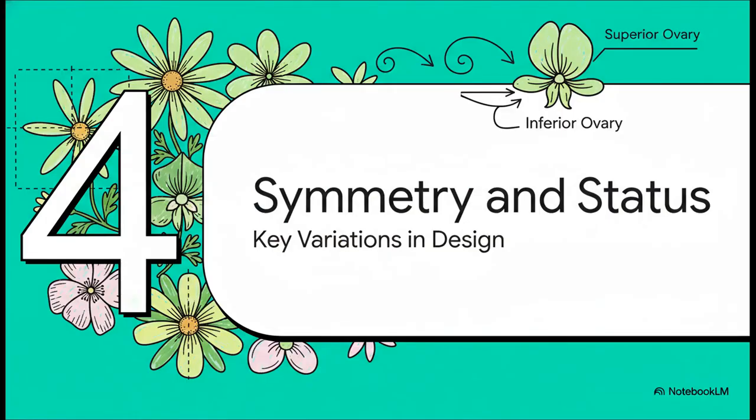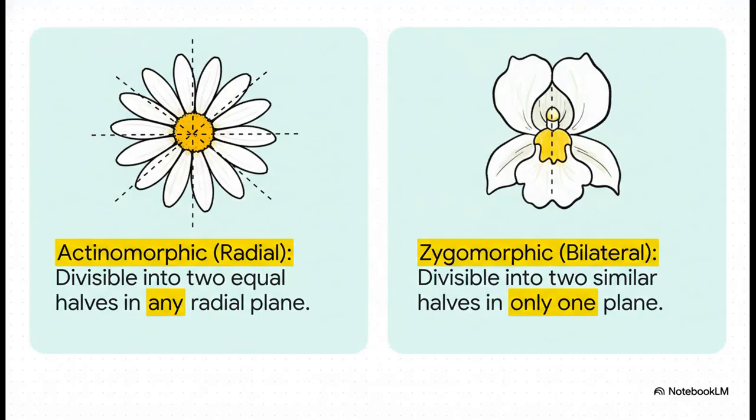Okay, so we've got the 4 basic parts down. But this is where nature gets really creative. There's incredible diversity out there, and a lot of it comes down to variations in the blueprint. 2 of the most important variations are symmetry and the relative position of all those floral parts. First up, symmetry. This is all about how you can slice it.